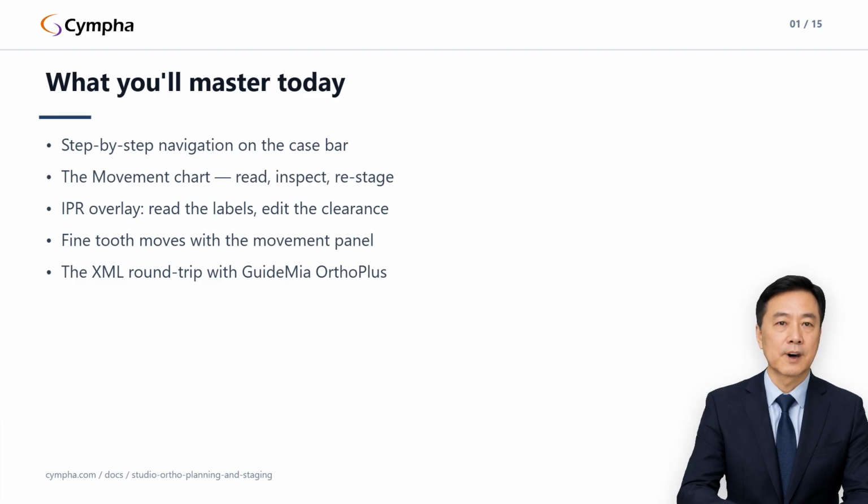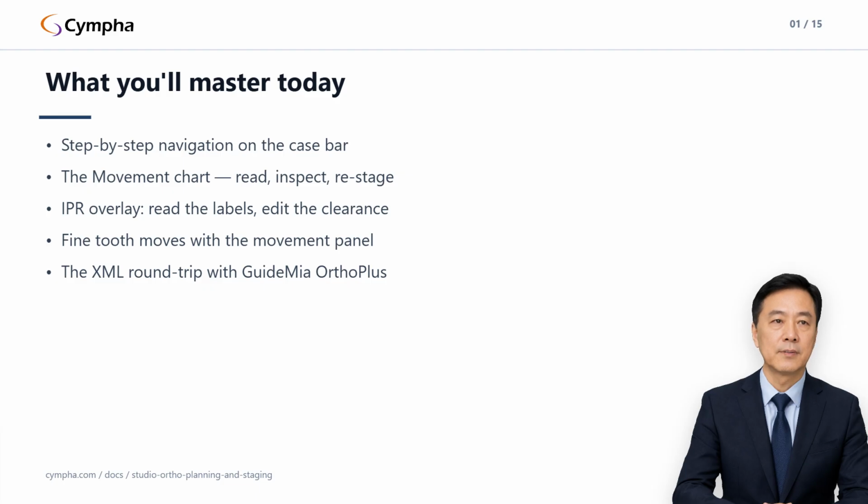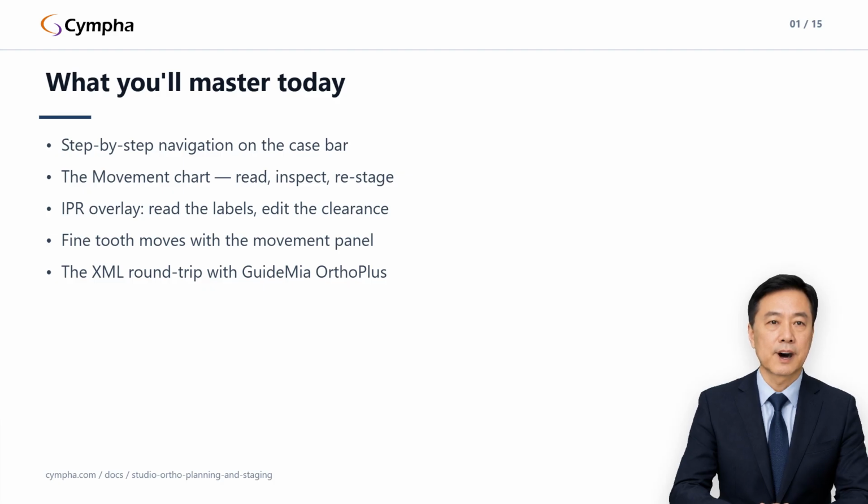Third, the IPR overlay, what the colored labels mean and how to edit clearance values directly in the three-dimensional view. Fourth, the tooth movement panel, for millimeter and degree fine adjustment of individual teeth. And finally the payoff, the XML round trip that keeps Studio and the desktop Ortho Plus planner synchronized without shipping the full mesh archive back and forth. Each piece builds on the last, so this one rewards watching in order.